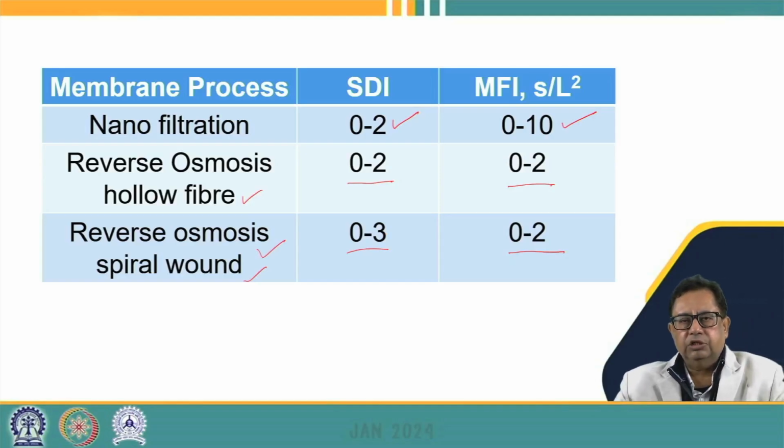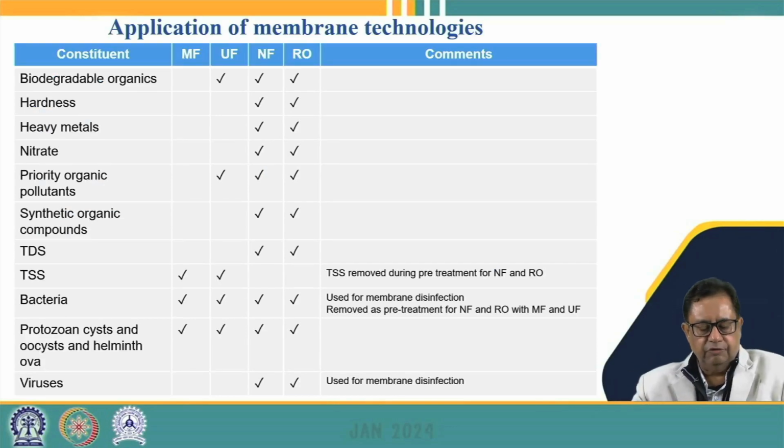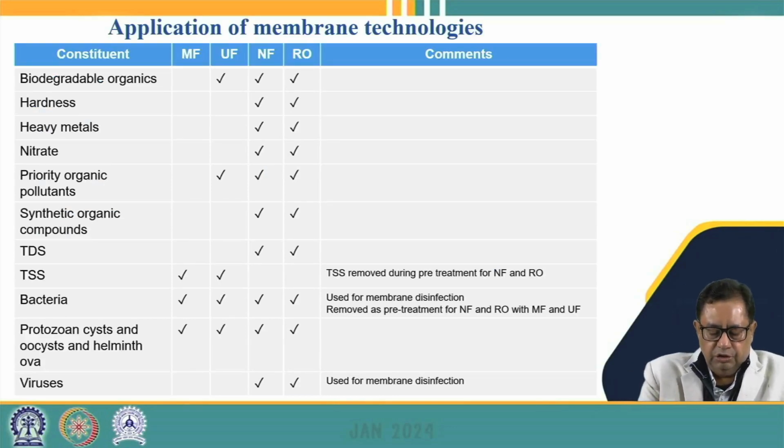These calculations are done before we take the water for treatment by the membrane process, that is, the nanofiltration process or RO process. Once these indices are established, based on them we can decide whether the water is fit for being treated by the membrane process or not. If we have biodegradable organics in the water, we can use the ultrafiltration process, nanofiltration process, or RO processes. Similarly, for removal of hardness, we have to opt for nanofiltration and RO processes. Similarly, for the removal of heavy metals, we have to go for nanofiltration or RO process.